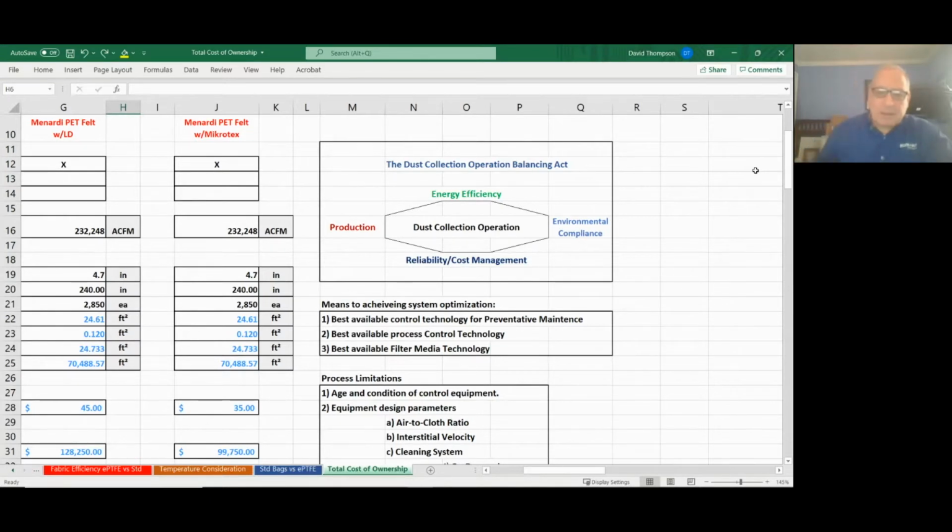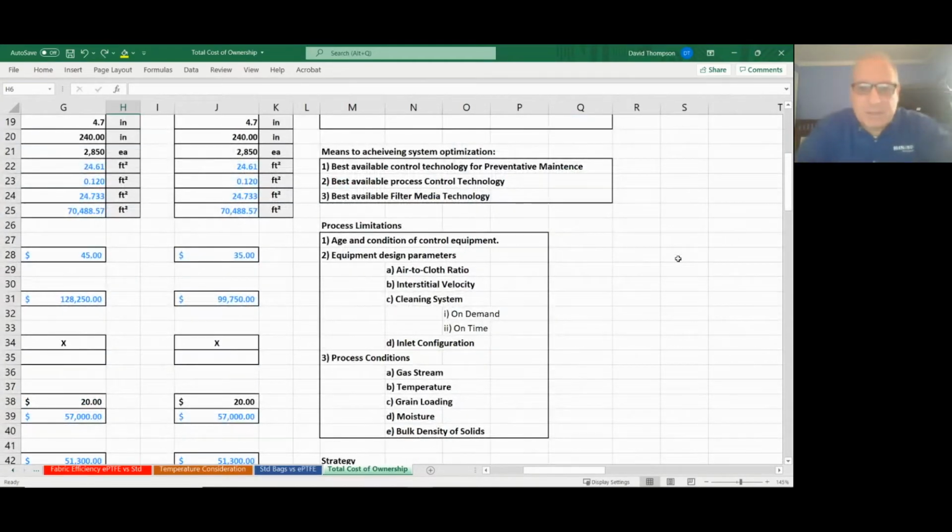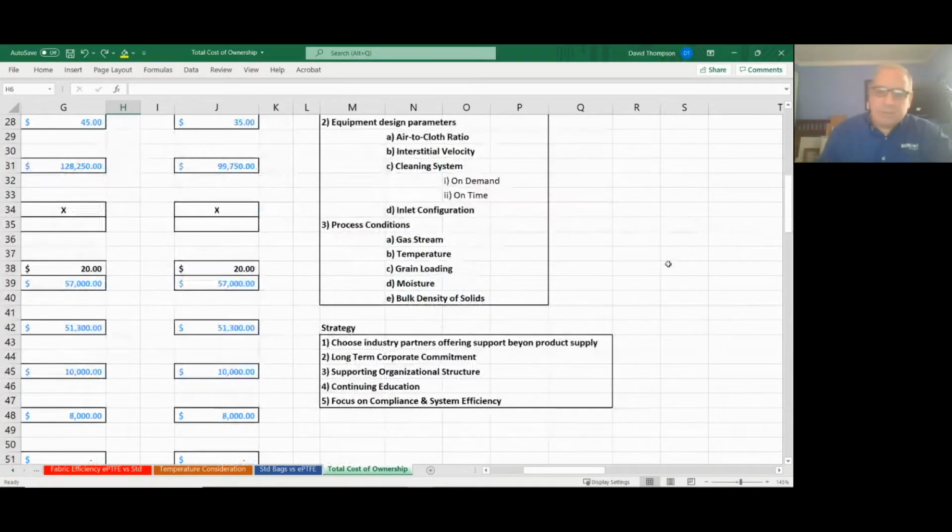We always know that there are process limitations, and these are things that we take into effect, such as the age of the equipment being used and the design parameters. We look at air to cloth ratio, the interstitial velocity, the type of cleaning system, whether it's on demand or on time, inlet configurations, and so forth. And then we look at process conditions, of course: the gas stream, the temperature involved, grain loading, moisture, and bulk density of the solids. We boil all that down to a strategy where we feel that if you choose the right partners who are offering support beyond just a bag, you're going to get a system that's going to work better.